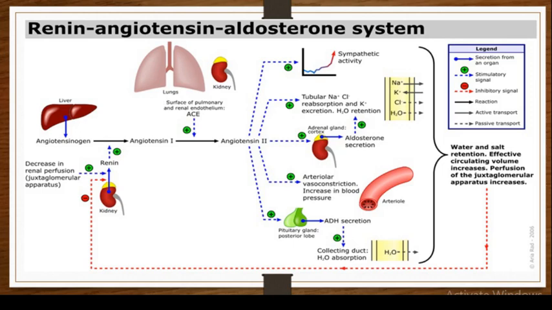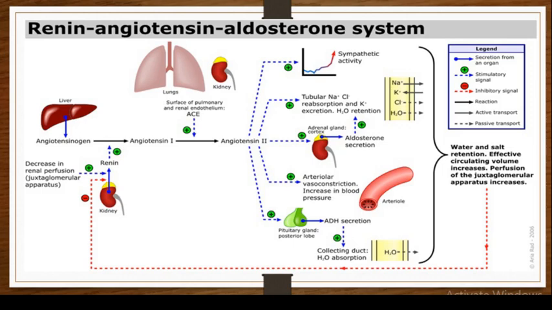Now that we have angiotensin 1, angiotensin converting enzymes, which are found predominantly in the pulmonary endothelium and also some in the kidney, the renal endothelium, will act on the angiotensin 1 and convert it into angiotensin 2. Now, the angiotensin 2 is the one which does the remaining of the work.